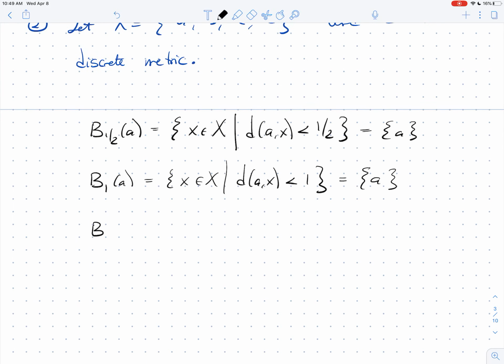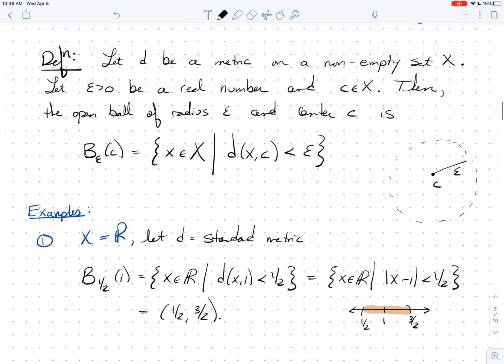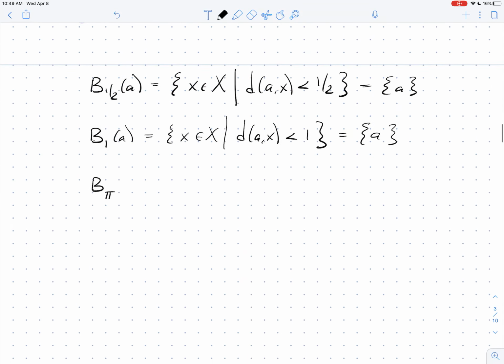And finally, you can pick any real number bigger than 1. And by any real number, I really do mean things like pi, right? If you scroll up to our definition, we said that this epsilon is any real number. So I can talk about the ball of radius pi centered at A. Let's write it down.